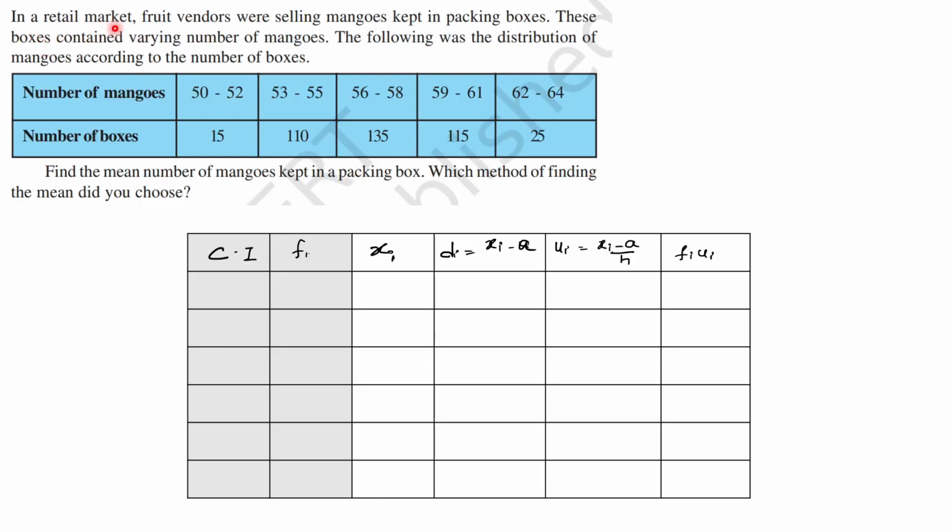So in a retail market, fruit vendors were selling mangoes kept in packing boxes. These boxes contained a varying number of mangoes. The following was the distribution of mangoes according to the number of boxes. The number of mangoes are as follows: 50 to 52, 53 to 55, 56 to 58, 59 to 61, 62 to 64, and the number of boxes are 15, 110, 135, 115, 25.